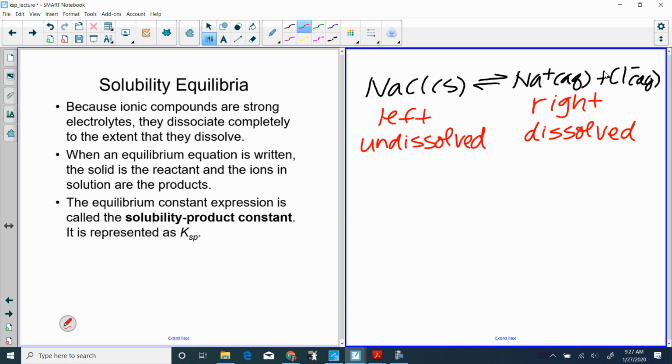Remember, a big K means it lies right, and a little k means it lies left. So if our KSP is a really big number, greater than 1, that means it's going to dissolve very easily. I add water to it, I don't have to do anything, it just dissolves. Salt has a really big K.